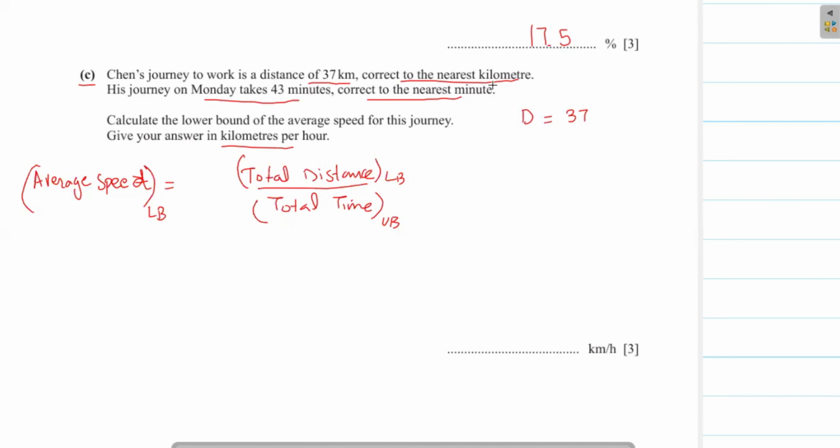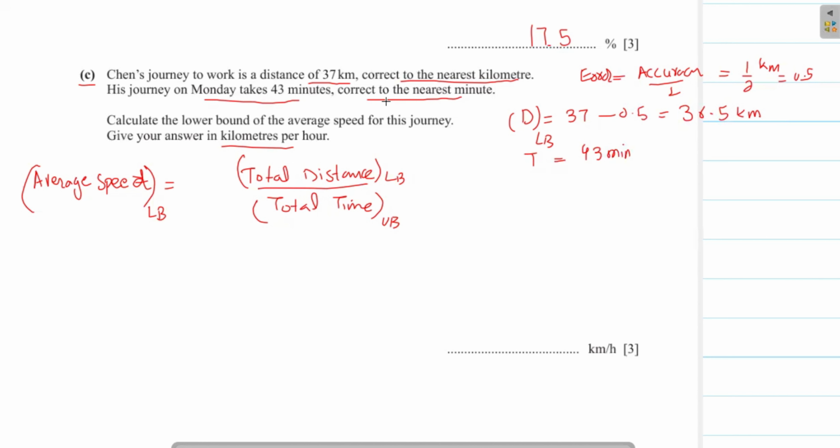The error here is equal to accuracy divided by 2. Accuracy here is 1 kilometer. Therefore, we write 1 kilometer over 2. This will be equal to 0.5. For the lower bound value, we write 37 minus 0.5. This will be equal to 36.5 kilometers. And next is the time. Here the time is 43 minutes.